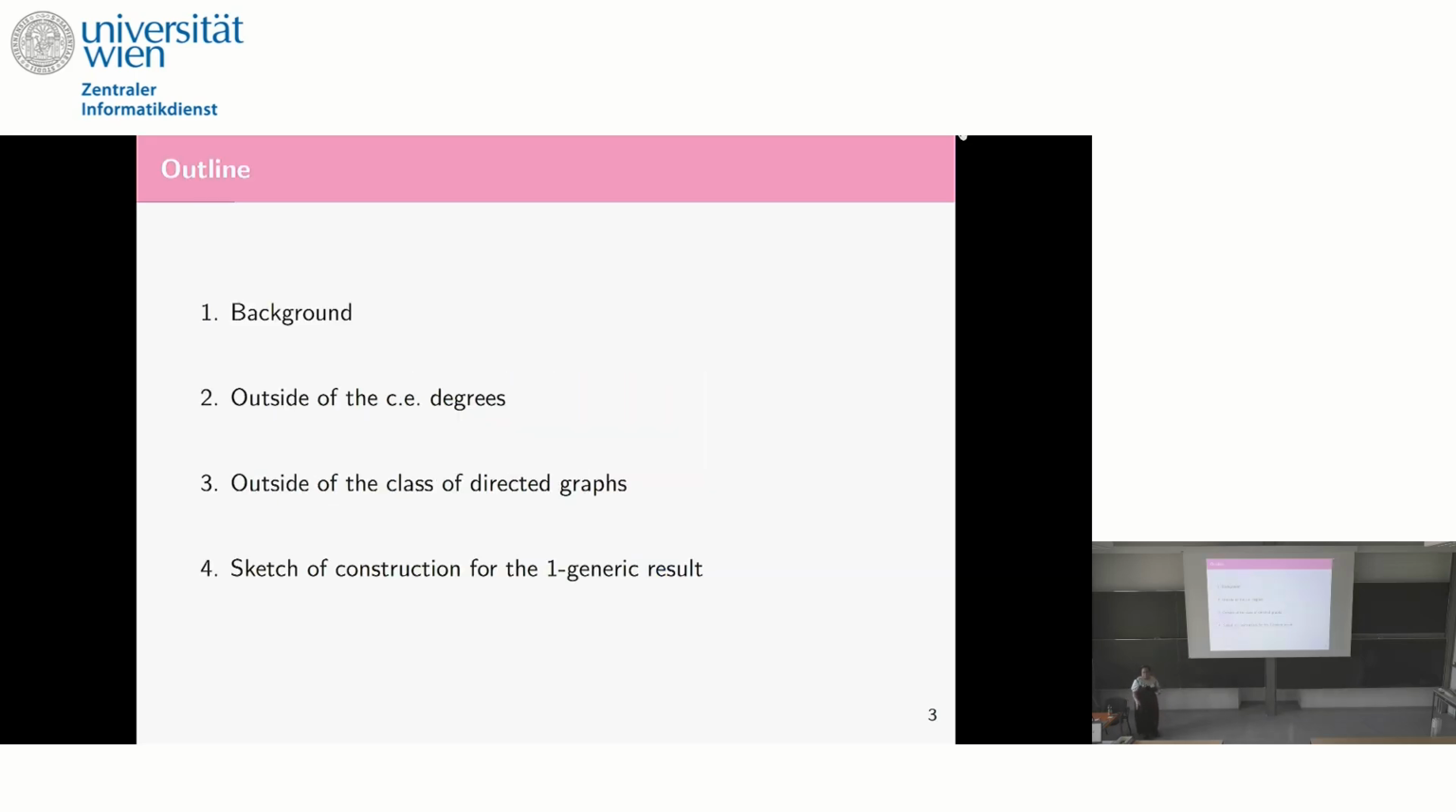So this is the outline. I'm going to provide some background for the story I want to tell about this project from my dissertation. A lot of the work started in the CE degrees. So some natural directions: let's go outside of the CE degrees. And then I also went outside of the class of directed graphs. And then if there's time, I want to give a very rough sketch of the proof of the one generic result, which I'll state at some point in this talk.